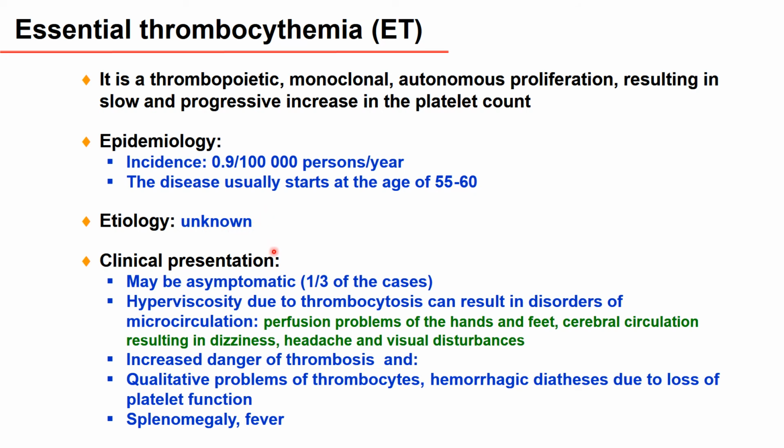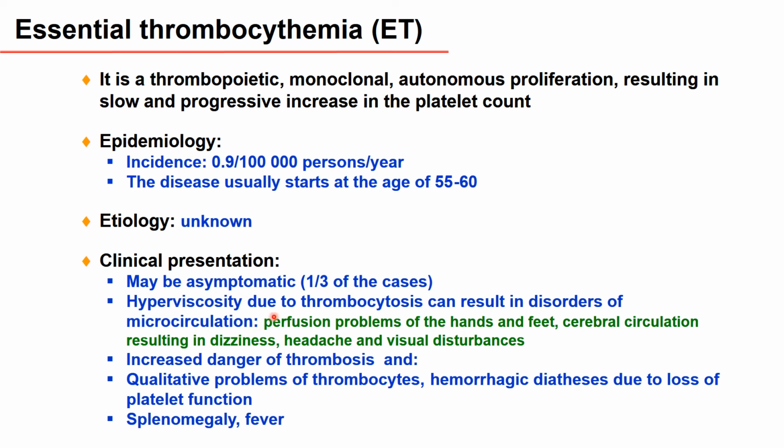Etiology, we don't know. Now, it can be asymptomatic in about 1/3 of the cases, and a lot of cases could be manifested in thrombocytosis and hyperviscosity, perfusional problems in the hands and feet and cerebrovascular circulation, resulting in dizziness and headache and visual disturbance.